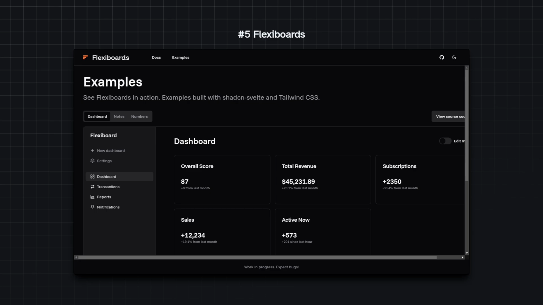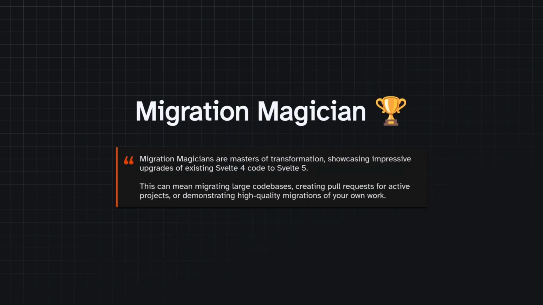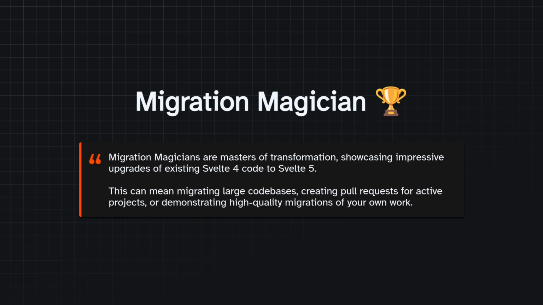And I believe that this concludes the winners in the Rune Ritualist category. Alright, in the last category we have the Migration Magician. Basically, Migration Magicians are masters of transformation showcasing impressive upgrades of existing Svelte 4 code to Svelte 5. So basically most of these projects are existing Svelte 4 projects that were converted to Svelte 5.